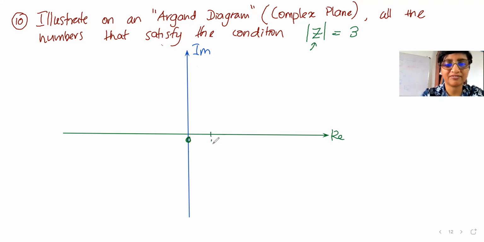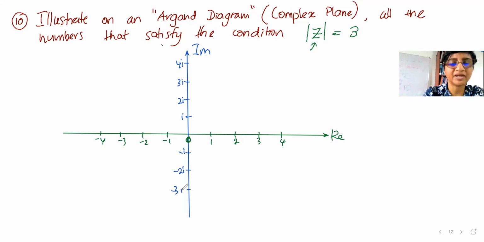Say you have 0, 1, 2, 3, 4, -1, -2, -3, -4, i, 2i, 3i, 4i, -i, -2i, -3i. Hi, Putu. First, find a few such numbers which are 3 steps away from 0.